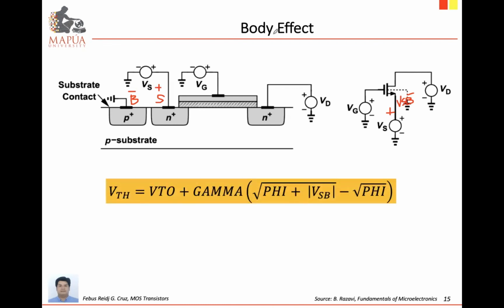So what is that? It is described by this equation or model. The body potential, which is the VSB, will have an effect on the threshold voltage, defined by the body effect parameter gamma. Sir, how do we get that parameter?